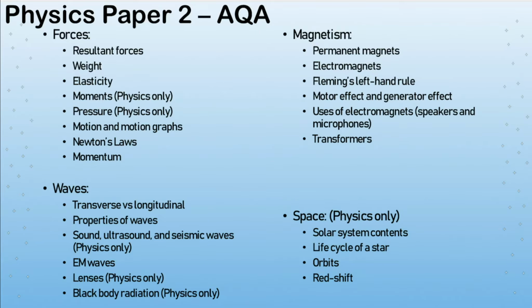We're going to look at examples of mainly longitudinal ones in the form of sound, ultrasound and seismic waves, which can be both transverse and longitudinal. We'll look at electromagnetic waves, the specific examples of different groups. We'll look at how they behave a little bit. If you're doing physics, the separate science course, not combined science, you'll look at lenses and how they work and how to draw diagrams, and also something just on the add-on at the end, something called black body radiation.